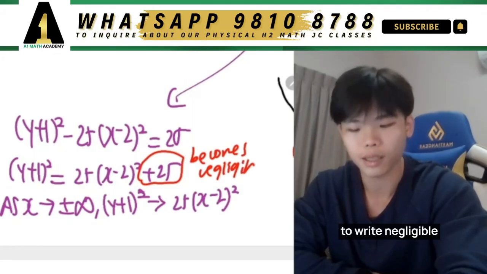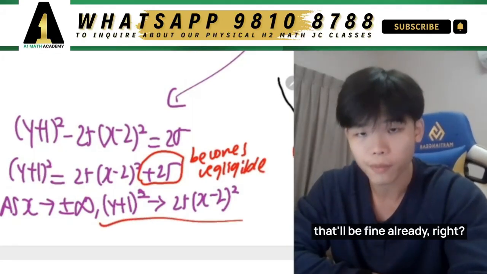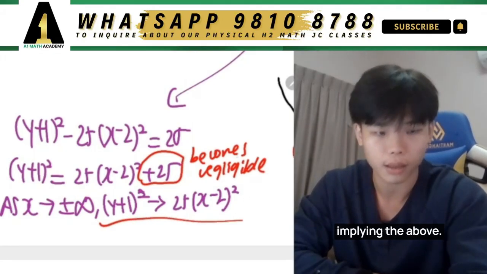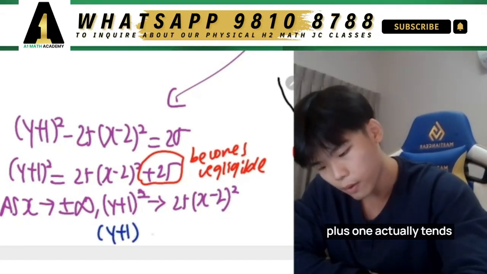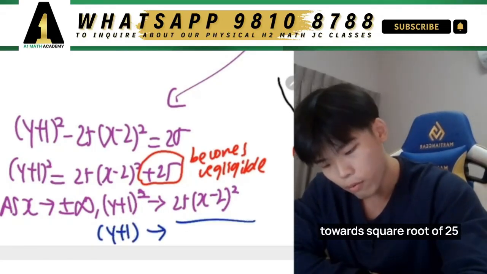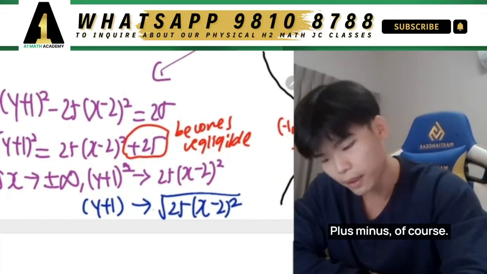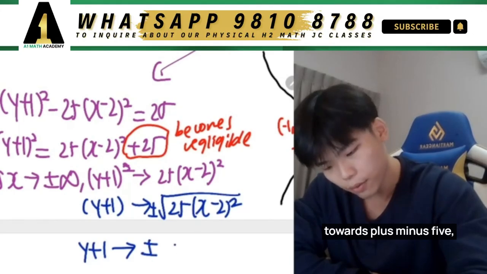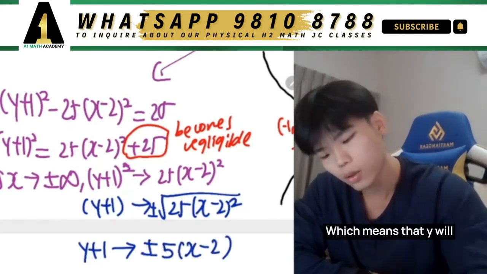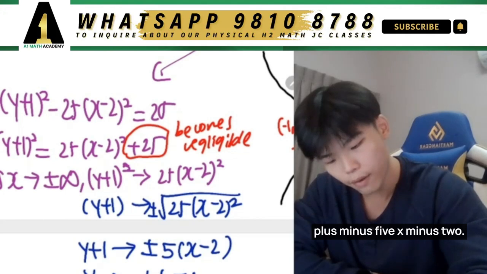I mean, you don't have to write negligible in your working. You can just say that it tends towards this value, and that'll be fine already, right? Because by writing it this way, you're actually implying the above. So we will say that y plus 1 actually tends towards square root of 25 x minus 2 squared, plus minus, of course. So y plus 1 will tend towards plus minus 5 bracket x minus 2. Which means that y will tend towards negative 1 plus minus 5 x minus 2.